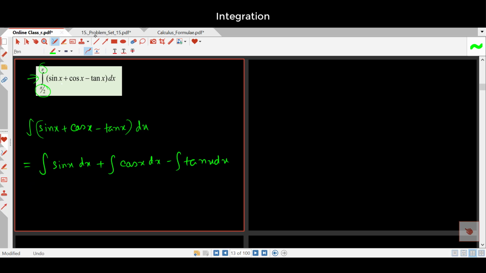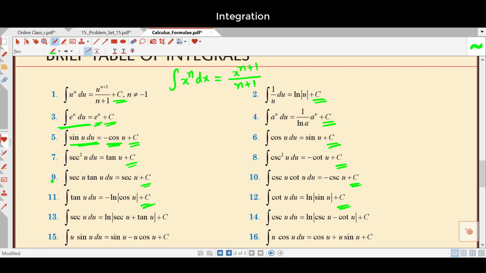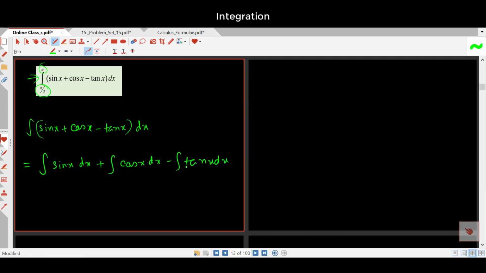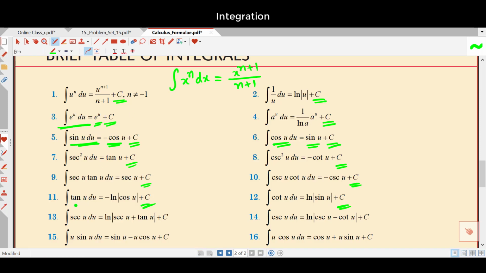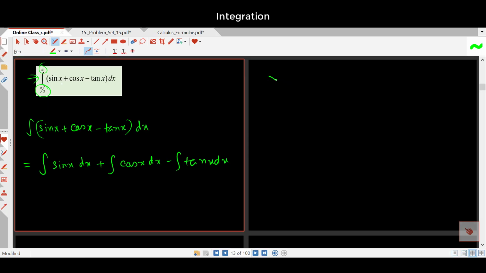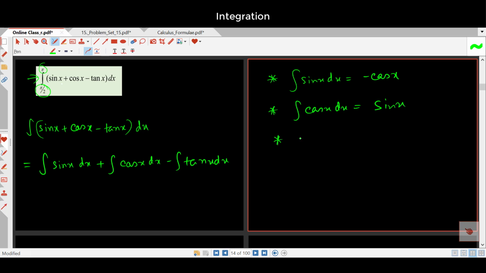Now use the formulas. So integration of sine x, have a look. Integration of sine x is minus cosine x. Integration of cosine x is sine x. What about integration of tan x? So integration of tan x is minus log absolute value of cosine x. So let me write the formulas here. Integration of sine x, that is minus cosine x. Integration of cosine x, that is sine x. And integration of tan x, that is minus log of absolute value of cosine x.